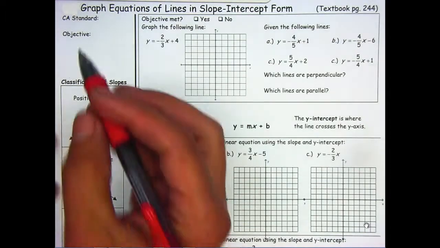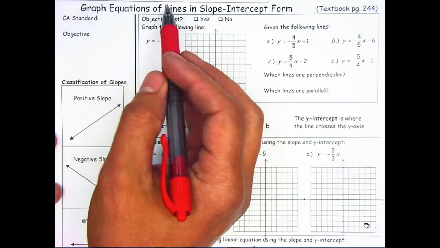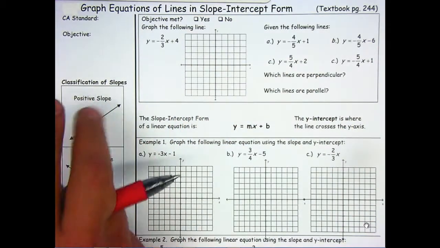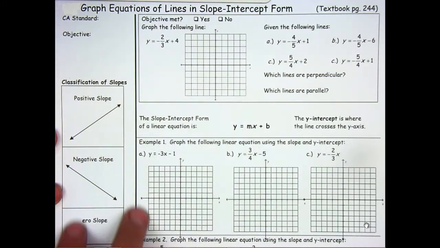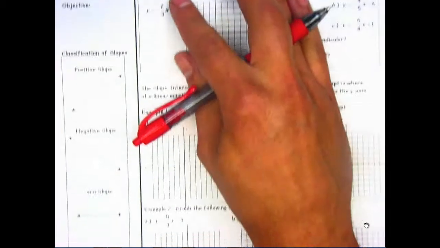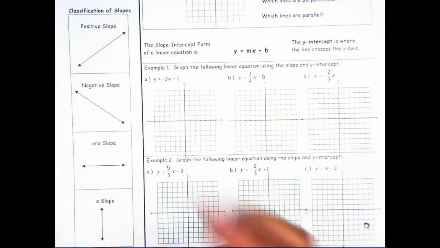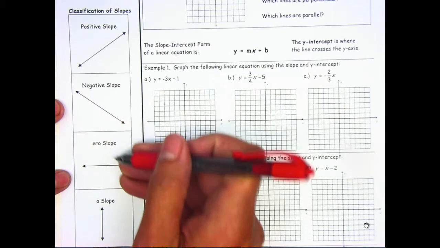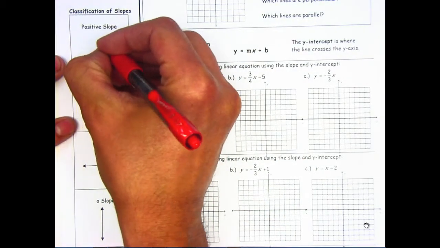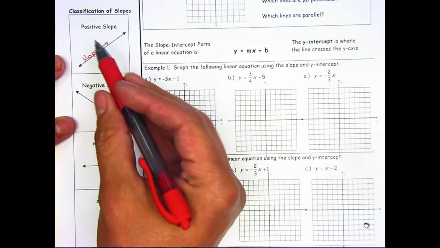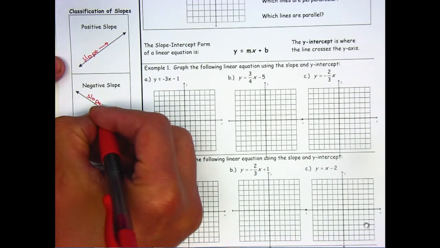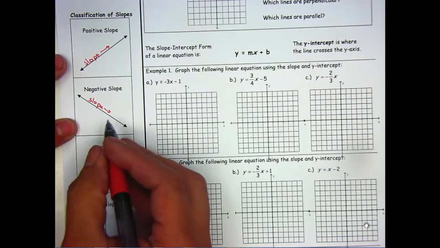Good morning. Today we are graphing equations of lines and they're going to be in slope-intercept form. Before we start, let's review once again classifications of slopes. If you remember from the last section we covered, slopes can be classified in 4 different ways. If you are able to write the word slope on the line and you are writing up, that'll be a positive slope. If you write slope on the line and you are writing down, that'll be a negative slope.